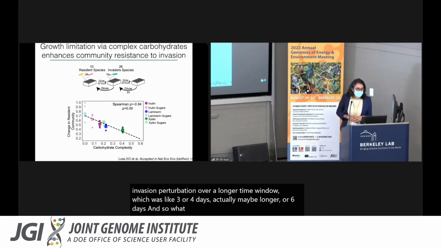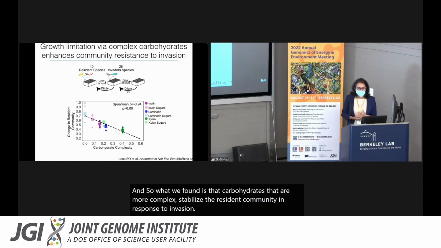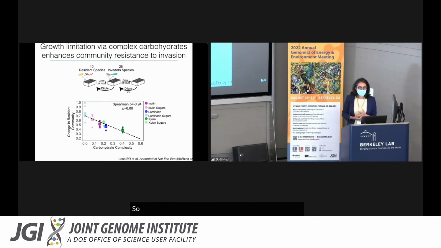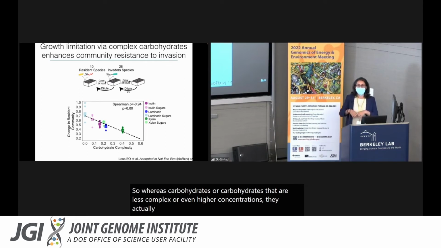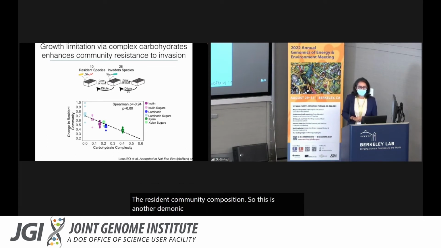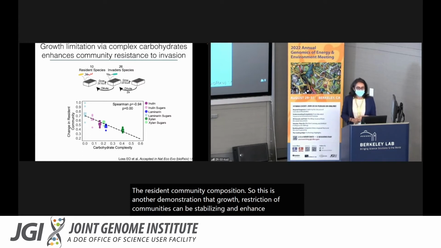And so what we found is that carbohydrates that are more complex stabilize the resident community in response to invasion. Whereas carbohydrates that are less complex, or even higher concentrations, actually promote a larger change in the community composition, the resident community composition. So this is another demonstration that growth restriction of communities can be stabilizing and enhance the resistance of communities to invasion.